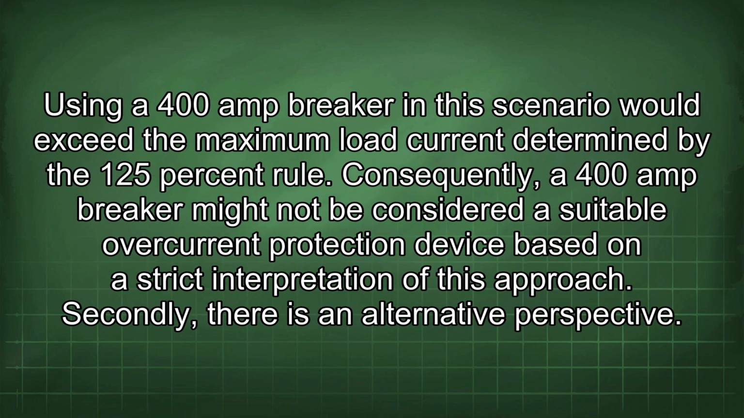Using a 400 amp breaker in this scenario would exceed the maximum load current determined by the 125% rule. Consequently, a 400 amp breaker might not be considered a suitable overcurrent protection device based on a strict interpretation of this approach. Secondly, there is an alternative perspective.